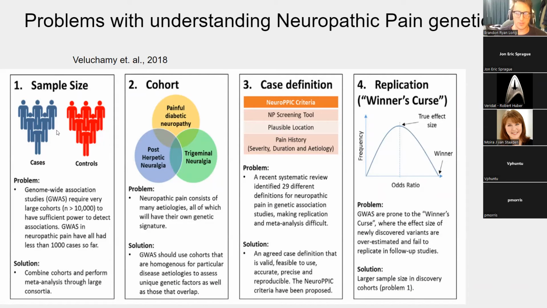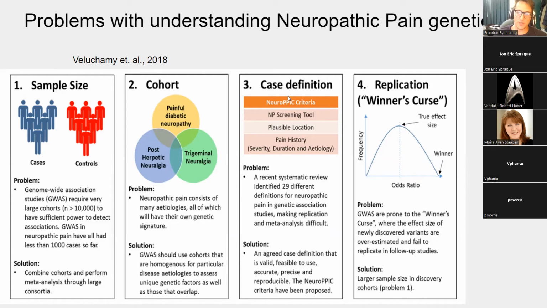Real quick, there are 3 problems preventing GWAS from producing really good data for neuropathic pain. Obviously, sample size: all GWAS need huge sample sizes, and those are hard to come by. The second is cohort definition. There are many ways you can get neuropathic pain, many onsets that can cause the same pain state, but it's not clear how we should combine those cohorts. Should we categorize them all in one cohort, or split them up? And if we split them up, we're going to have a lot fewer cases, right?